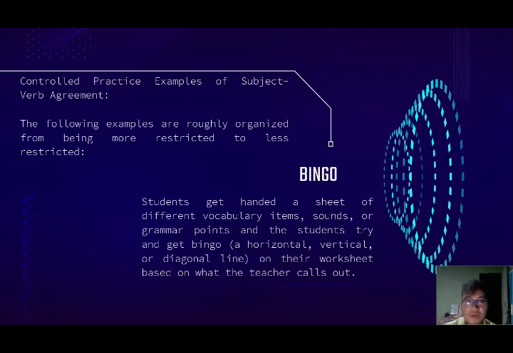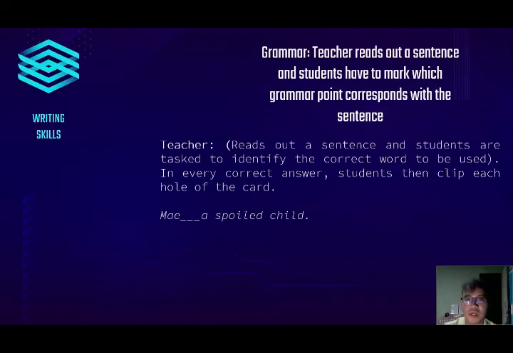Every time you read a sentence with a blank, the students will try to guess the correct answer for that sentence, find it on their bingo card, and encircle it or cross it out. So we have here the bingo for grammar. The teacher reads out the sentence and students have to mark which grammar point corresponds with the sentence. For every correct answer, the students then clip each hole of the card.